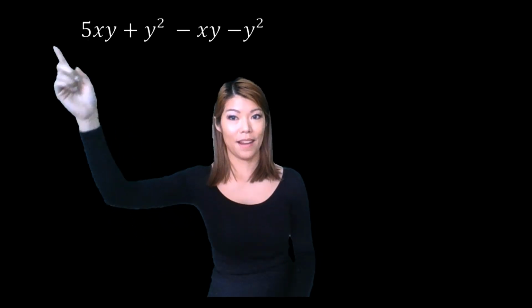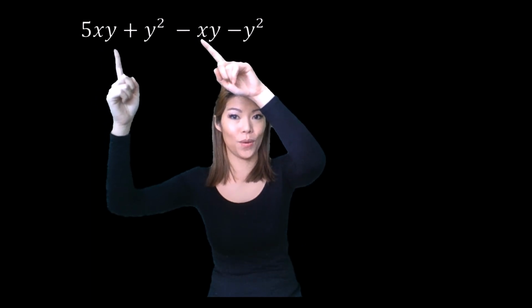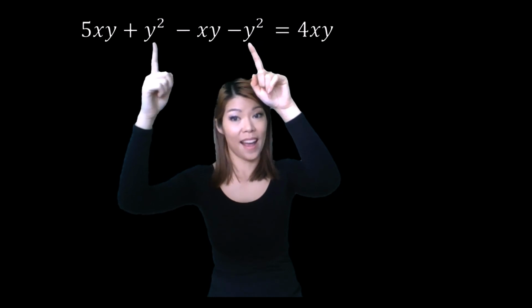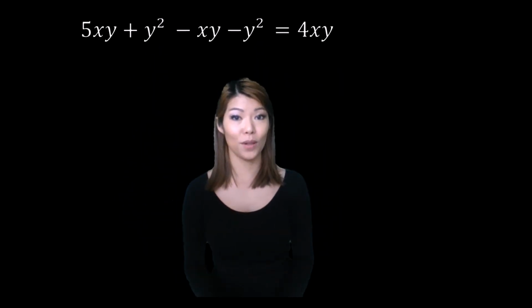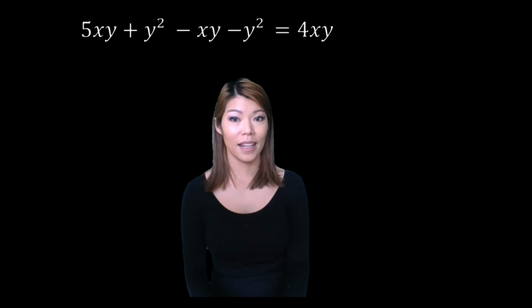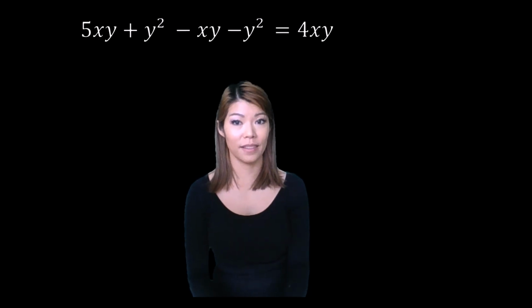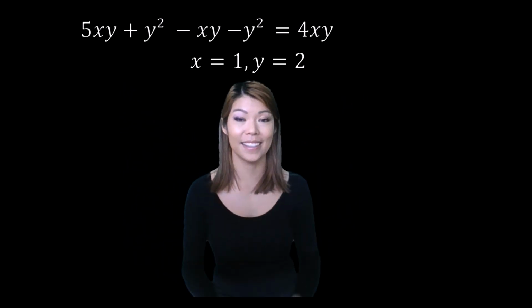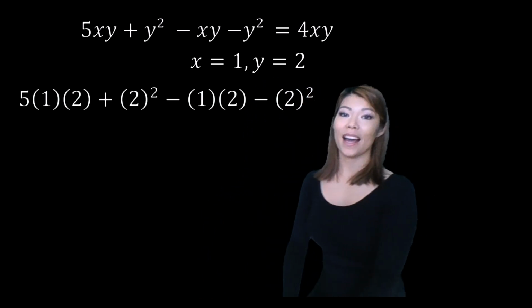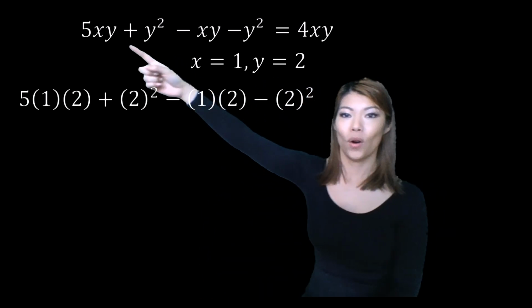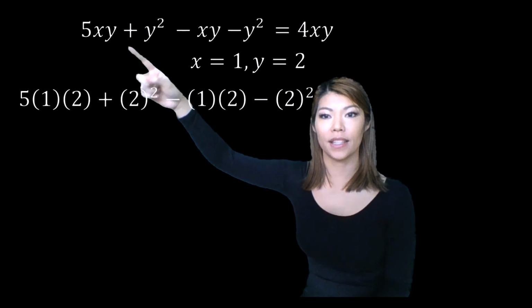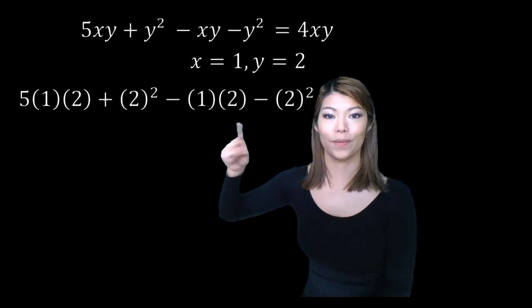Looking at this, we can see that 5xy minus xy gives us 4xy, and the y squared minus y squared cancels out, so we don't have to write anything there. So we just have 4xy. Let's substitute values for x and y. Let's say x equals 1 and y equals 2, and see if the left side equals the right side and see if we're correct. So for the left side, I've put in 1 for all the x's, and all the y's I've substituted as 2.